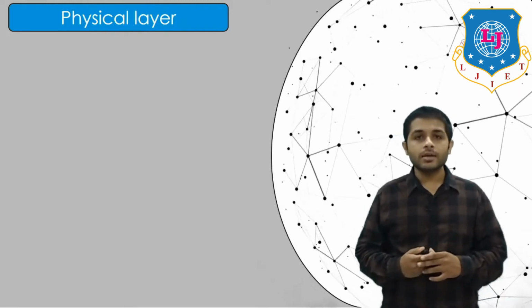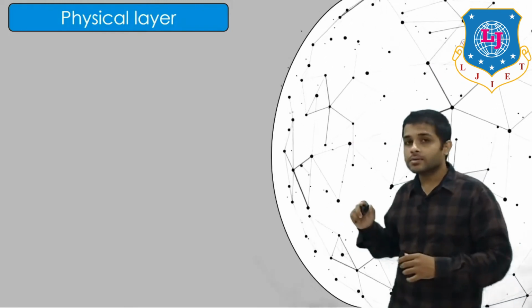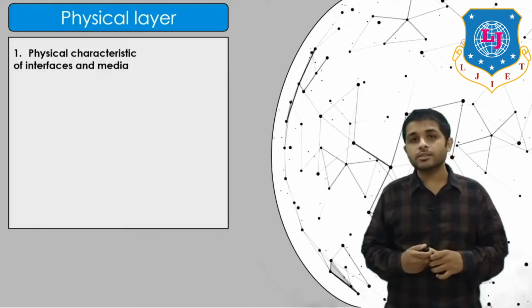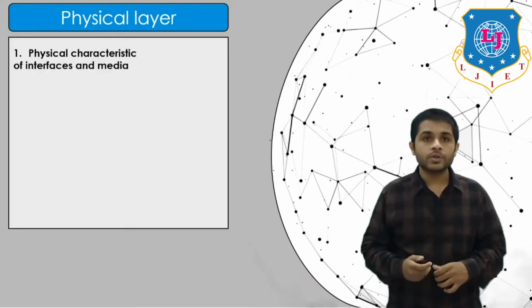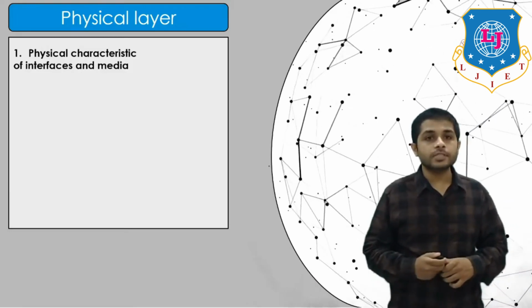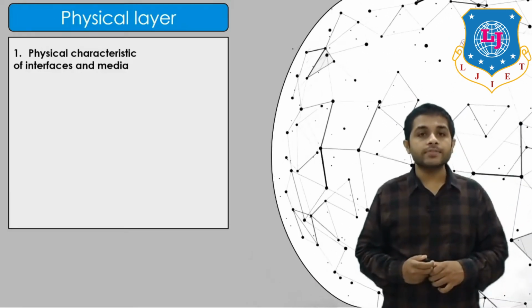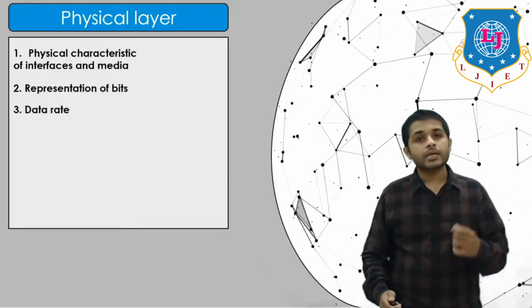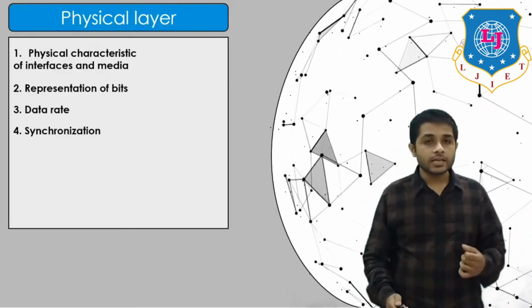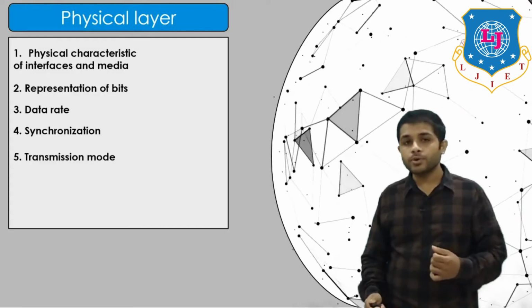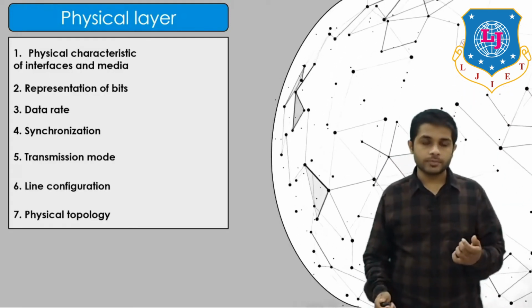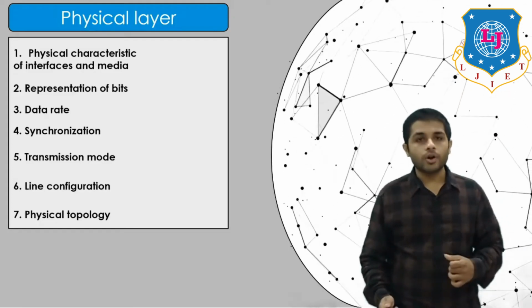The first and lowest layer is the physical layer. Let's discuss the responsibility of the physical layer. The responsibilities are physical characteristics of interface and media, representation of bits, data rate, synchronization, transmission mode, line configuration, and physical topology. Let's discuss all.